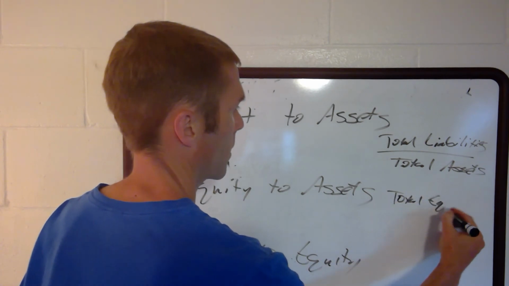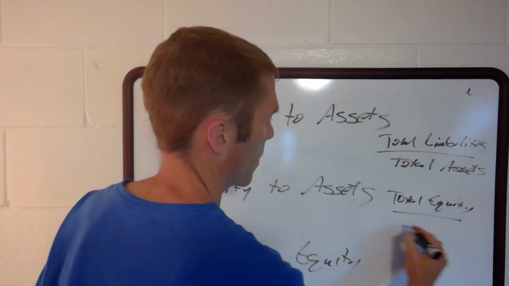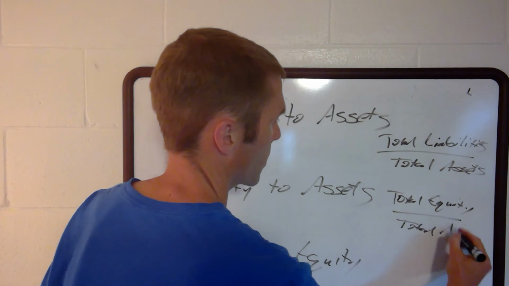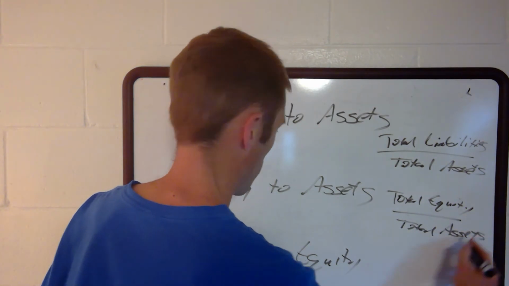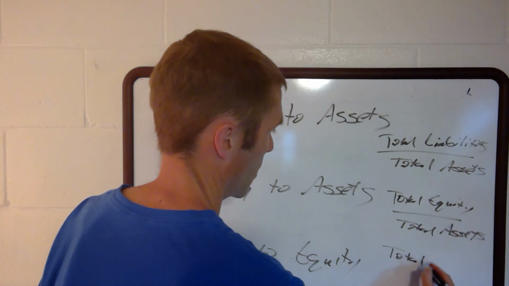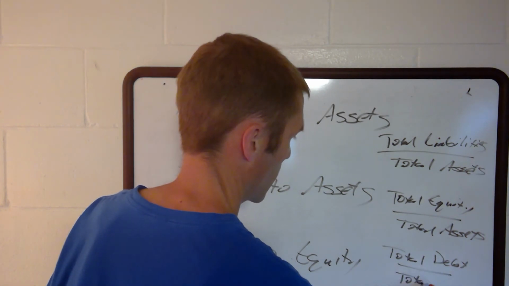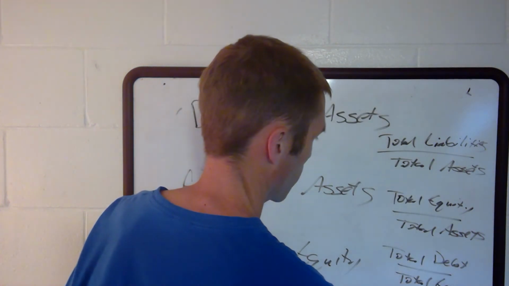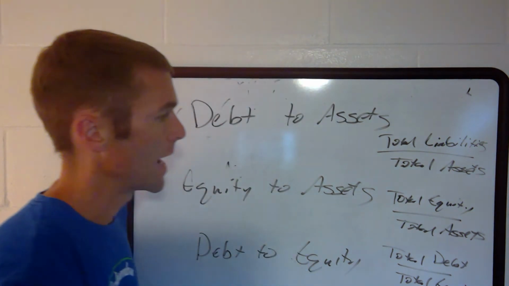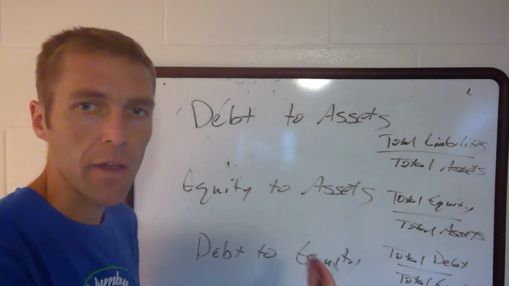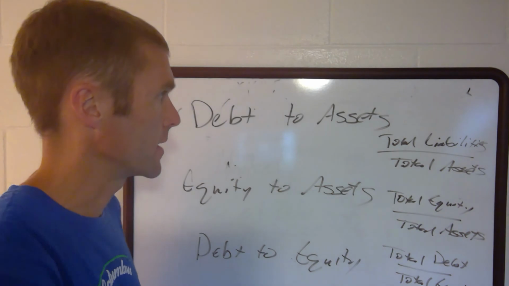Total equity, or just equity, to total assets. Total debt to total equity. Okay? And let's just think about a range and then think about what's good and what's bad and what it's telling us.